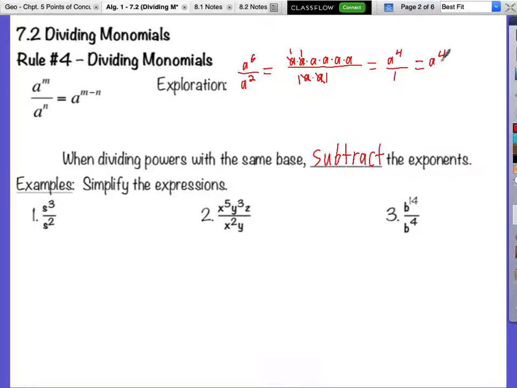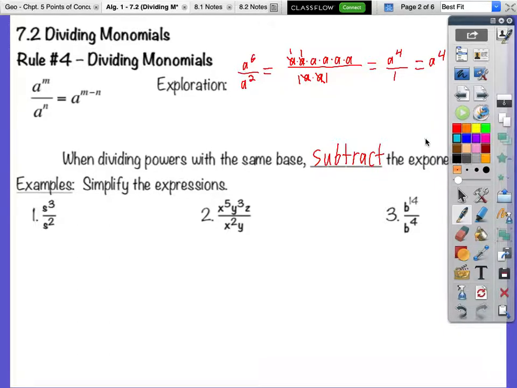If it was like 8a to the 6th and then 4a to the 2nd, would you just subtract 8 by 4? You would still divide those numbers normally. This is just for the exponents with the same base. So we would divide the numbers normally. Good question. All right. Any other questions before we start doing some examples over this?